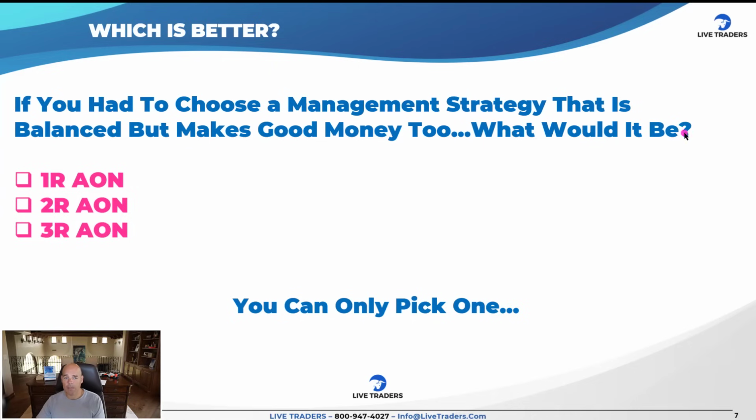So if you had to choose a management strategy that is balanced but makes good money too, what would it be? You can only pick one. Well, guess what? It's a trick question, isn't it? Because it just depends. Most people are like, oh, I'll take 2R. Why? It's right in the middle, and you said so. But what if you're just not good at that? What if you can't hold to 2R? Well, then 2R doesn't make much sense for you, does it? What if you want to hit 1R, but you're really not very good at picking stocks? Well, that's not going to work either, is it?